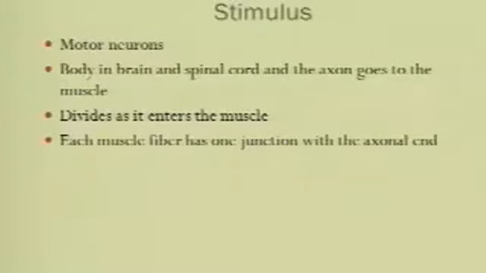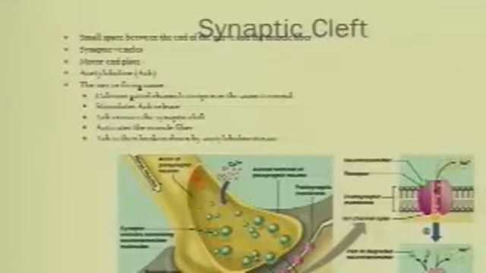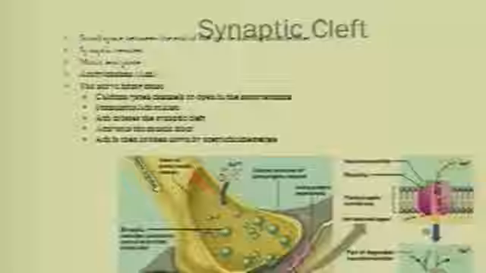One nerve goes to a muscle and then divides down, and each muscle fiber has one junction. So each muscle fiber is going to have one junction with that nerve. It's a very important concept. Okay, synaptic cleft. I know this is probably tough to read on this.